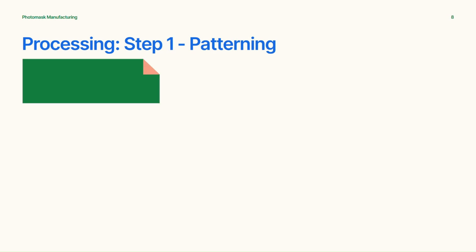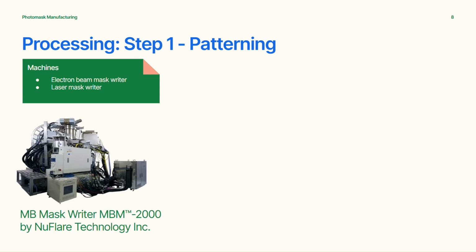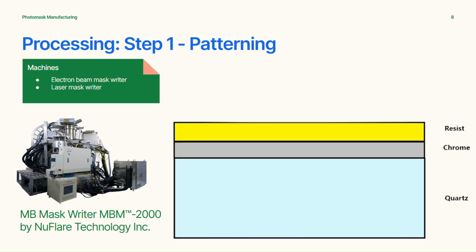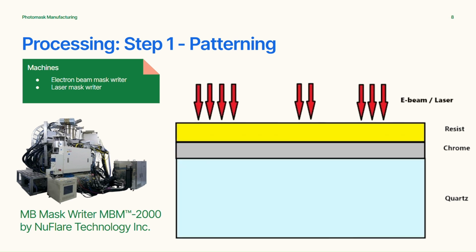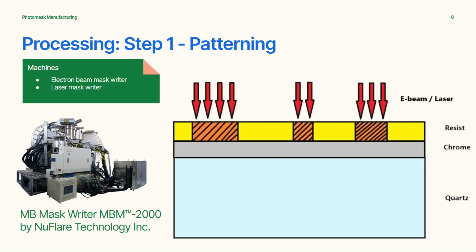Now, the first step in this process is patterning. Patterning typically can be done by two main machines, electron beam mask writers and laser mask writers. Here below is a mask writer. It is an electron beam mask writer by NuFlare Technology. Now, in patterning, we start off with our blank, and then we have our electron beam or laser come down and charge some of our resist.